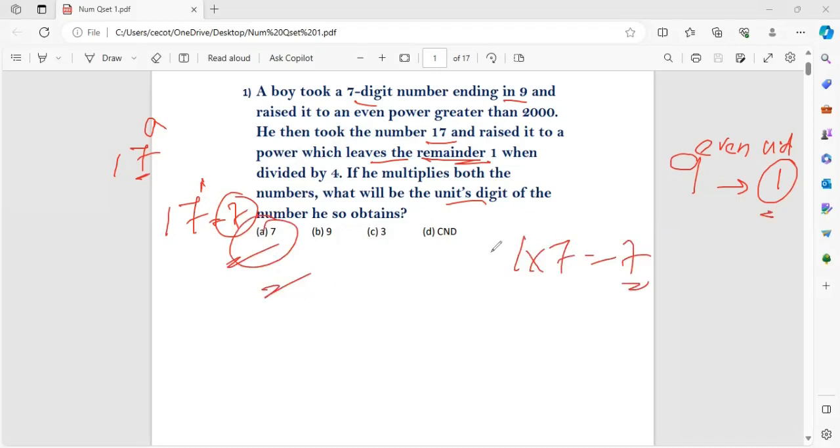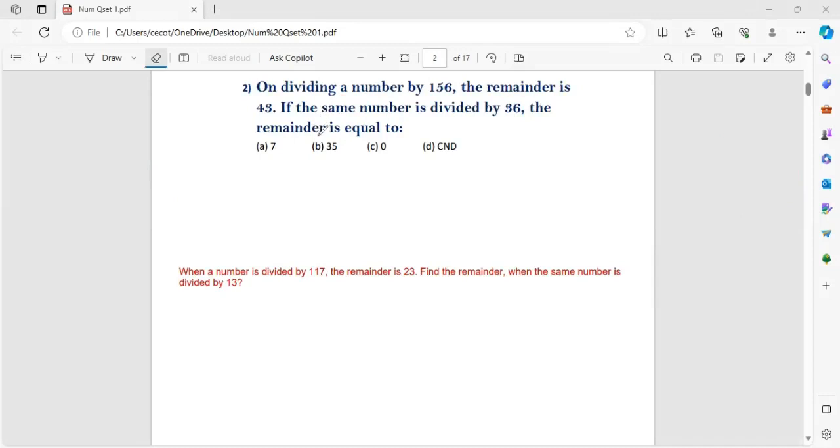So let's move on to the second one. Question number 2 is based on remainder concept. It's a basic level question. Before solving this one, let's try this question over here. So a number divided by 117, remainder is 23. Find the remainder when the same number is divided by 13. It's basic level question. There are multiple approaches for this question.